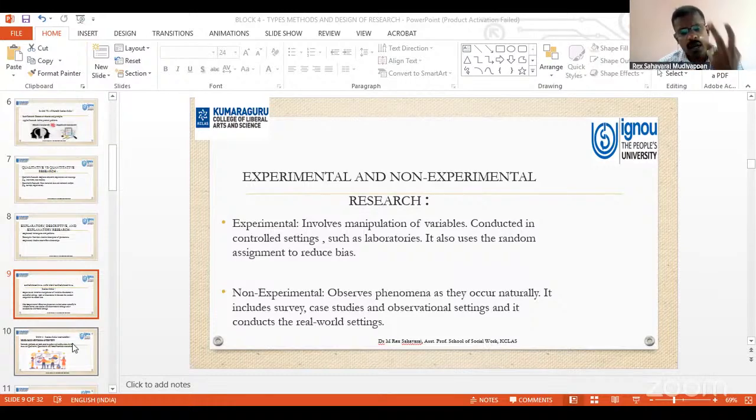And non-experimental research: you don't experiment, you observe the phenomena as they occur naturally. It includes surveys, case studies, and observational settings, and it is conducted in real-world settings. So it's non-experimental research. You don't bother about that.